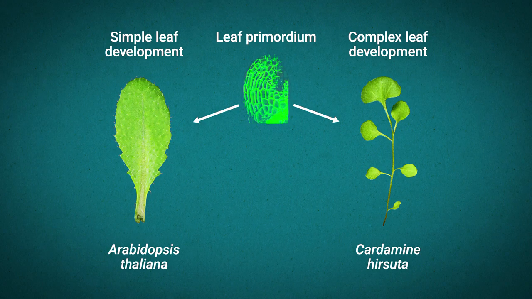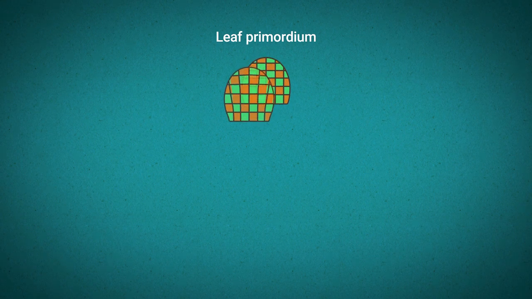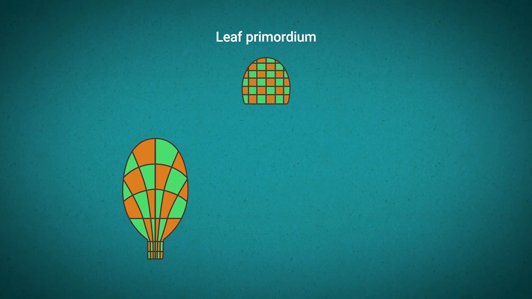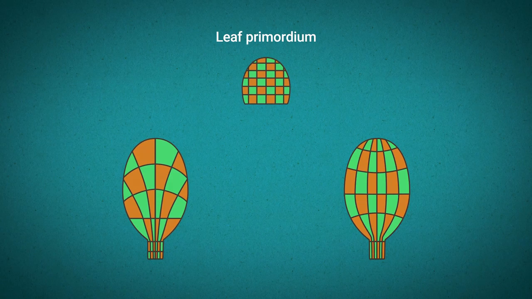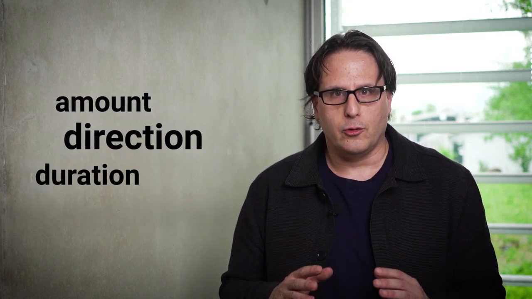different leaf forms. It is difficult to understand how these different shapes are produced, as many cell growth patterns can produce similar final forms. To understand how diverse leaf shapes emerge, we need to know how different genes control the amount, direction, and duration of cellular growth.